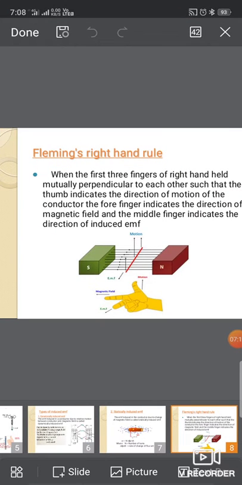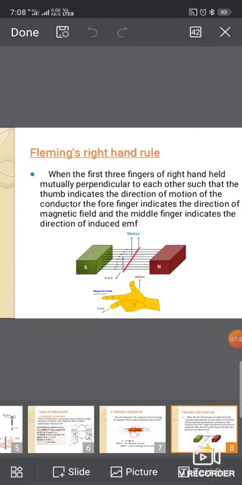That is given by E equal to minus n d phi by dt. Next is Fleming's right hand rule. When the first three fingers of the right hand are held mutually perpendicular to each other such that the thumb indicates the direction of motion of the conductor, the forefinger indicates the direction of magnetic field, and the middle finger indicates the direction of the induced EMF. You can refer to the diagram.